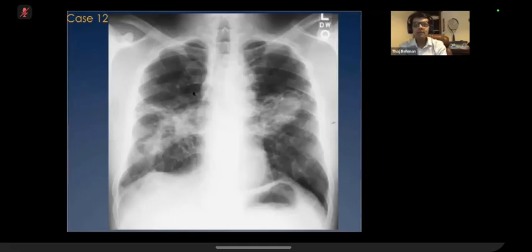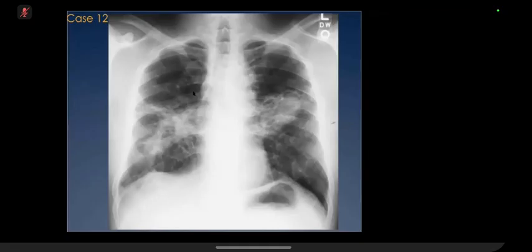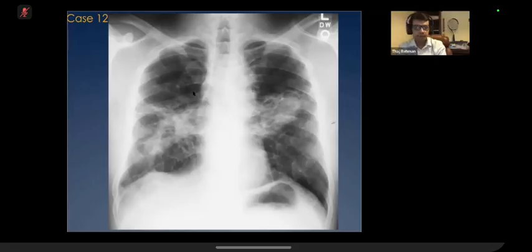So are the cavities in the upper lung or mid lung? In the mid lung. Right. So what are the differentials for cavities, fungal balls?